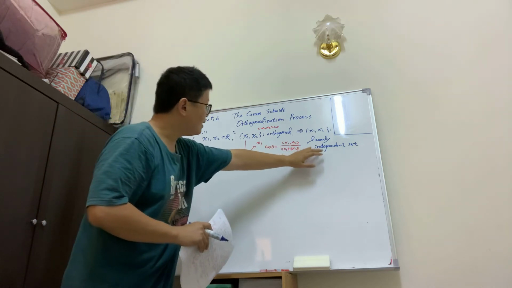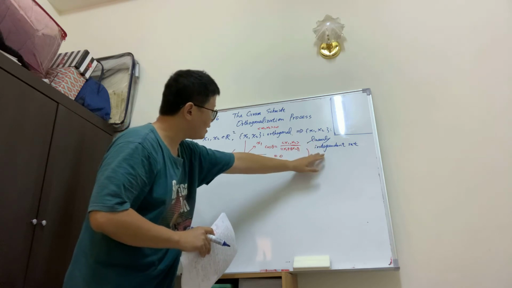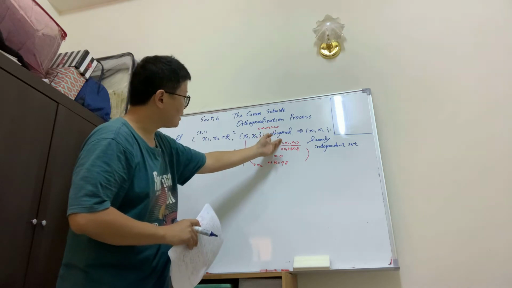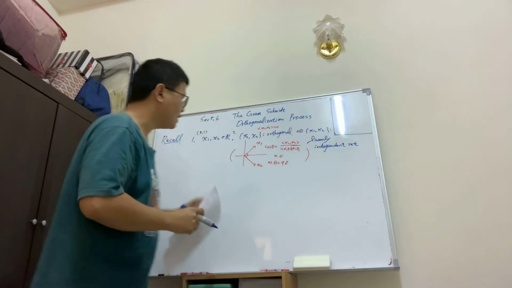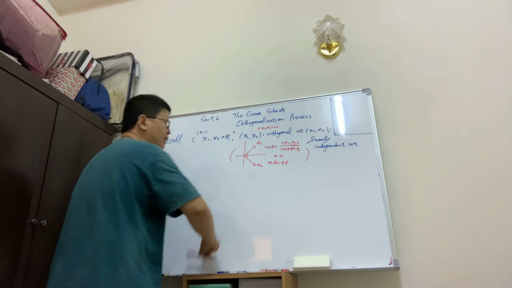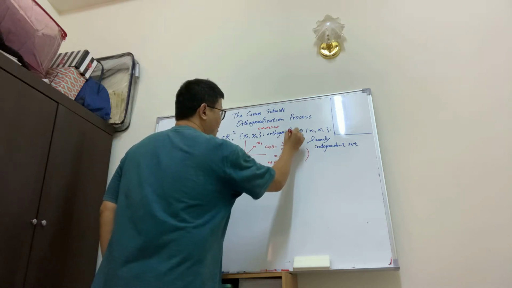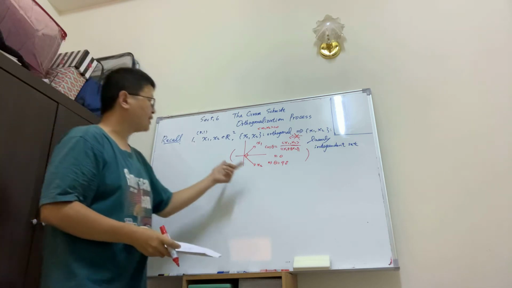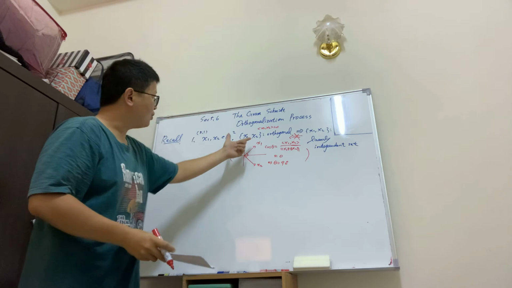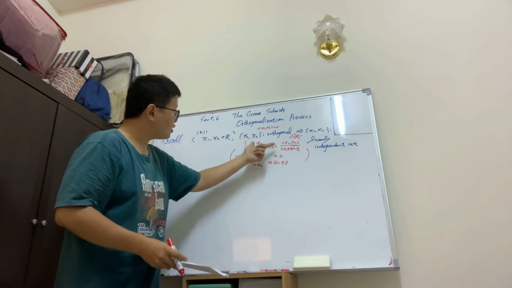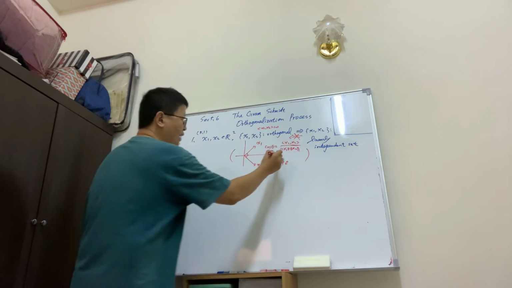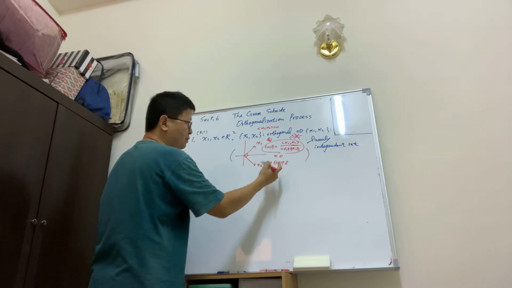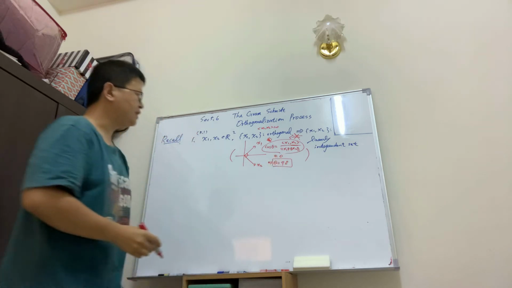What's the relationship between a linearly independent set and an orthogonal set? An orthogonal set must be a linearly independent set. But the converse is not true. If two vectors are linearly independent, it doesn't mean that they are orthogonal. If they are orthogonal, then cosine theta equals 0, which means the angle must be 90 degrees.